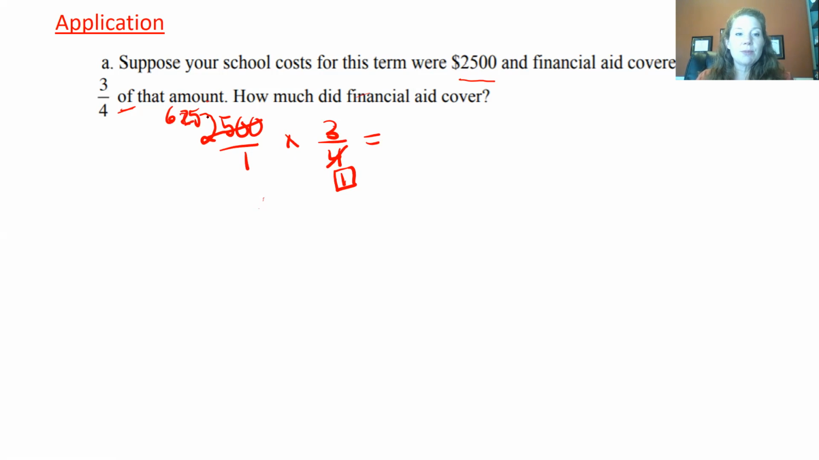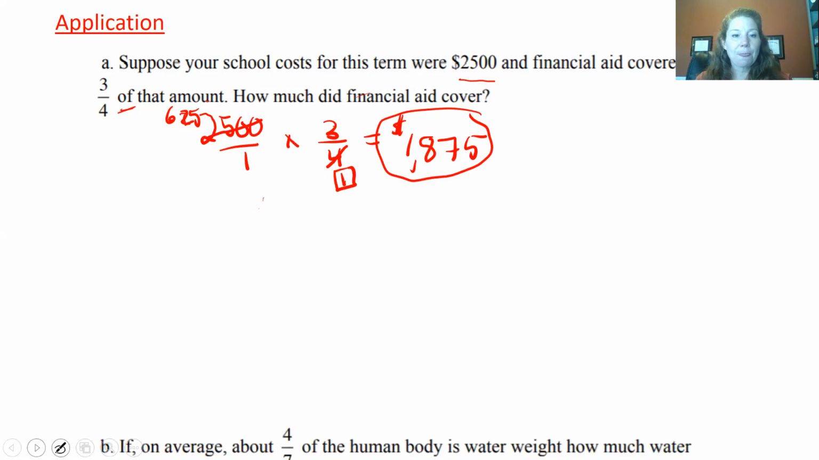All right, so now I'm going to multiply straight across. So even though you can't read that, it says 625 times 3. So 625 times 3 is $1,875 over 1. So since I know 1,875 divided by 1 is 1,875, I'm going to stop right there. And is that less than 2,500? Yes. So that answer makes sense.